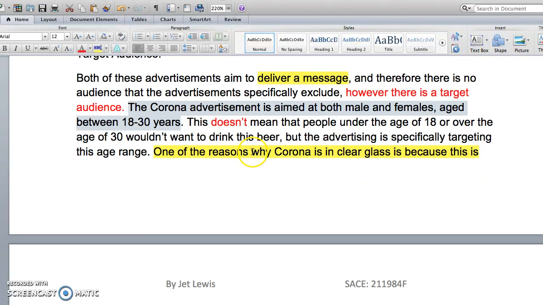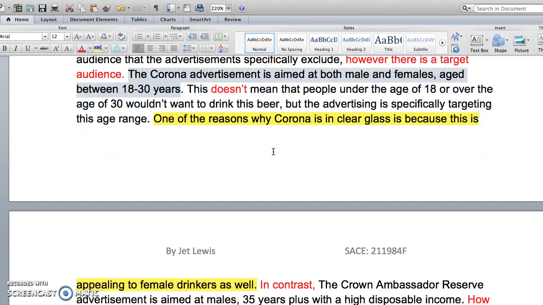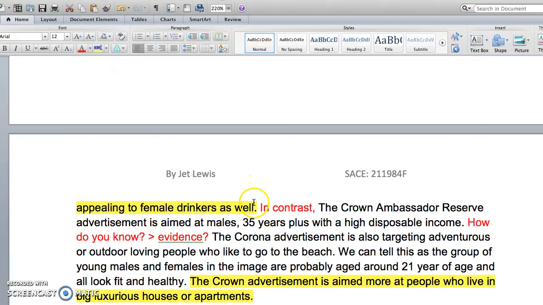I like the idea that Corona is in clear glass because it's appealing to female drinkers. I didn't know that, but you need to tell me where you got that information from. That's proof that they target female drinkers. Why is that important? Is it because this is a particular market segment, the male-female, as opposed to the sort of dark ales, I don't know, Coopers, whatever it is. I don't drink it because I'm female. Obviously it works. So that's what you need to be showing here.